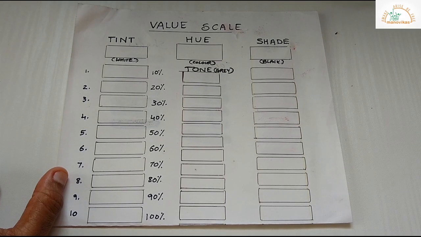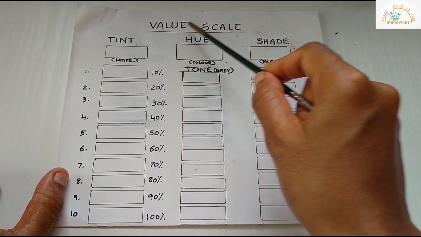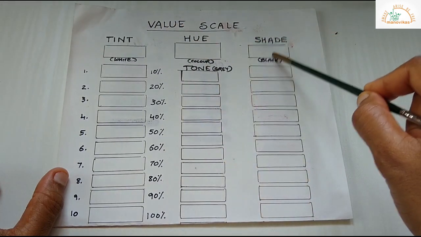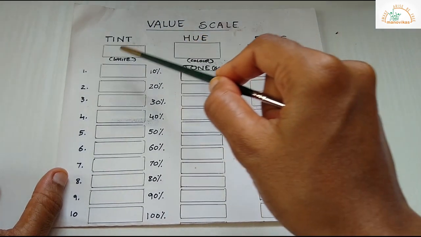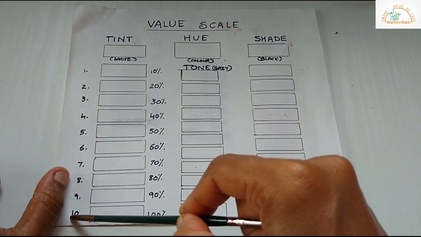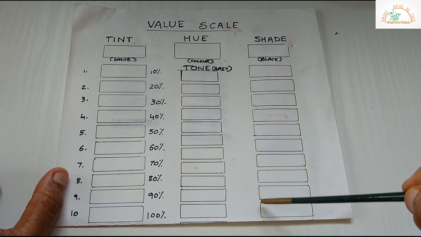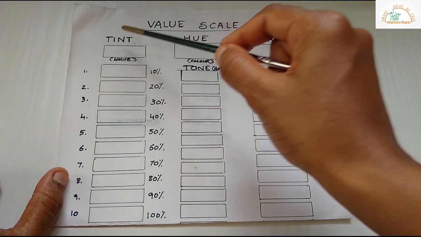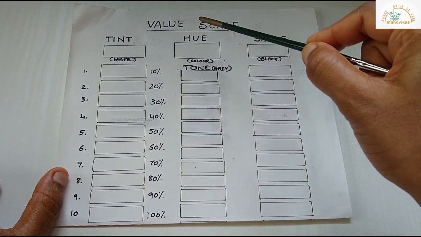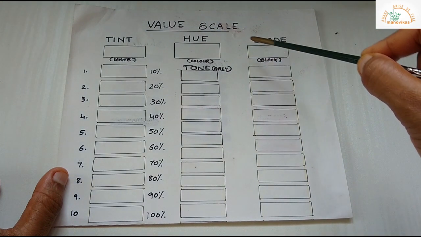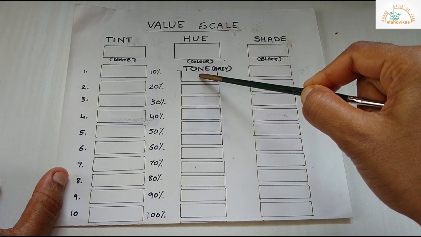Let us learn how to do a value scale. On your drawing book, step 1, write value scale. Make 3 columns, write tint, hue and shade, and make 10 columns below each. In tint, you can add white. In hue, you can choose the color of your choice. In shades, black. And in tones, we'll be using grey.